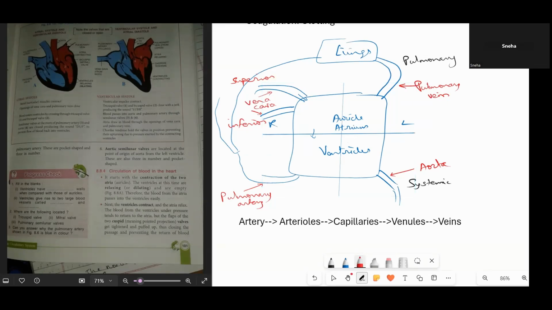Between the auricle and the ventricle, there are valves. So on the left side, there is a valve. It has two flaps. So it's called a bicuspid valve. Bi means what? Two. And there are two cusps. Cusps are those flaps. So this is a bicuspid valve. And on the right side, there are three cusps. Three flaps which prevent the backflow of blood. So that is called what? Tricuspid valve.